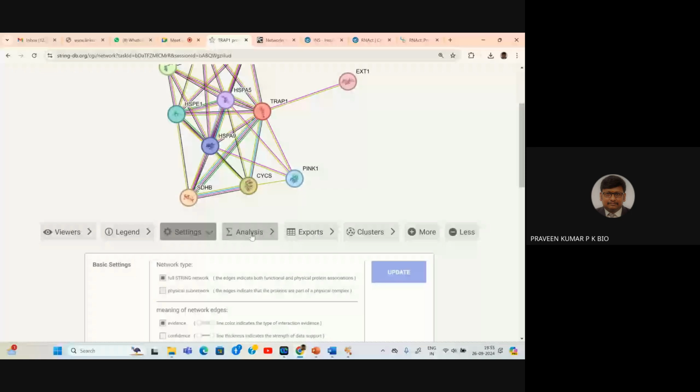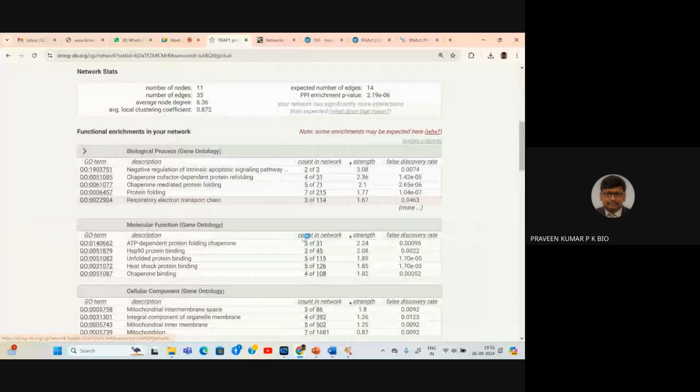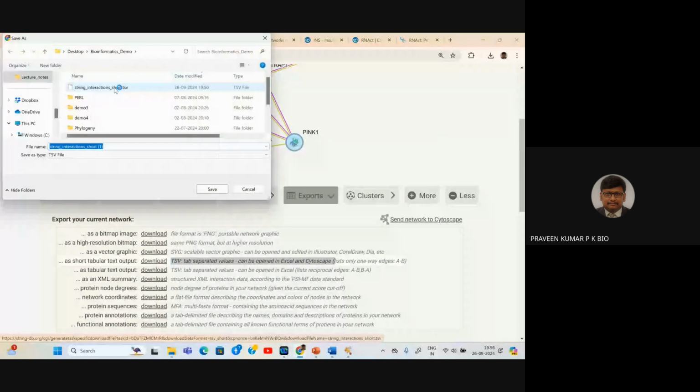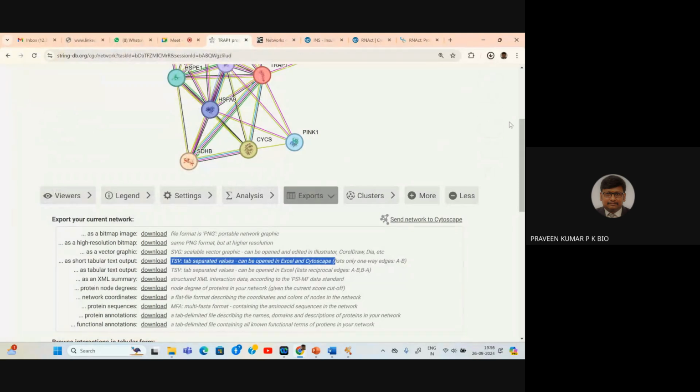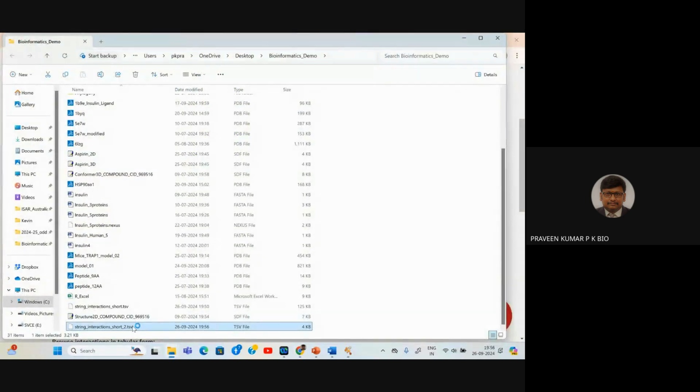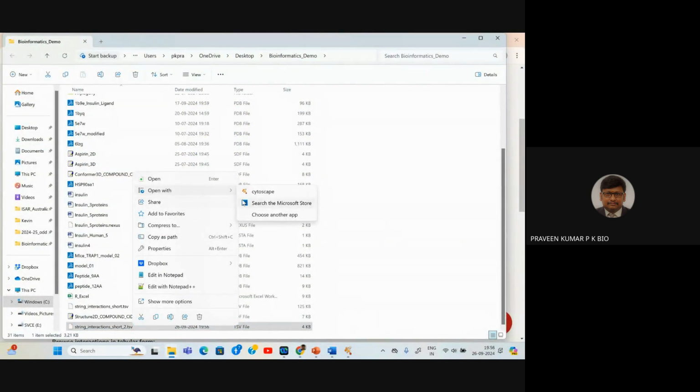So I got this in exports. I go to the exports and download this for Cytoscape. Okay, download. Now I'm downloading this as short underscore 2 dot tsv. Of course, this is a tsv file. I downloaded it. Now, whatever I downloaded, I try to open once again in Cytoscape.